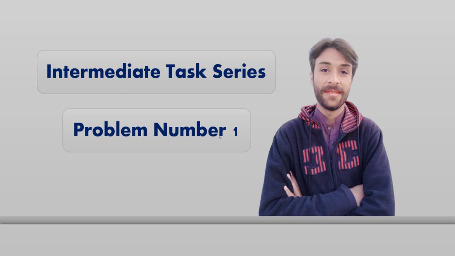So this is problem number 1 related to the intermediate task series. The purpose is that you have to clear your concept of how you can use different properties of Python to solve any problem statement. In the simple task series we have solved many real world problems. Same like this, we also solve intermediate tasks in Python. So problem number 1, what is the problem statement?